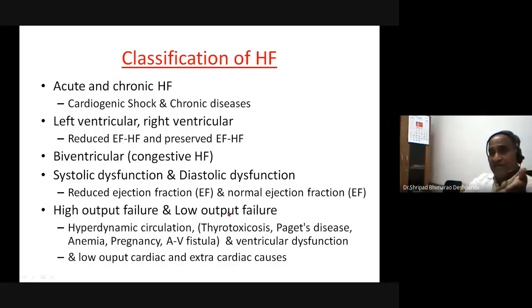The second component, low output failure, is because of the ventricular dysfunction. And this ventricular dysfunction is because of the low cardiac output, or maybe because of extra cardiac causes. Okay, so now I have classified them: acute, chronic, left ventricle, right ventricle, systolic, diastolic, high output, and low output. Maybe we will move on.